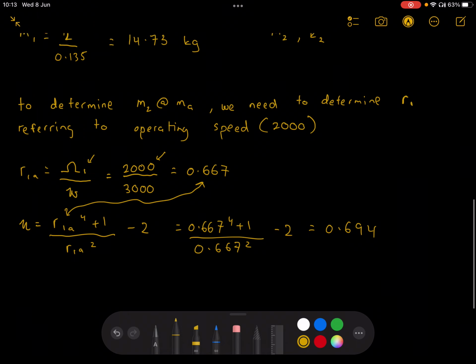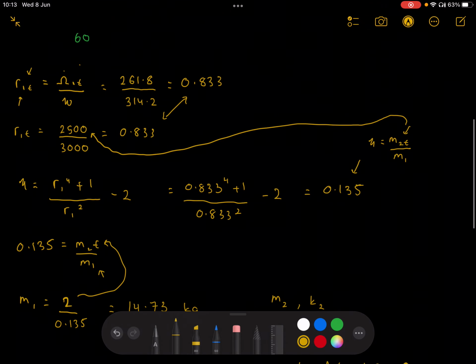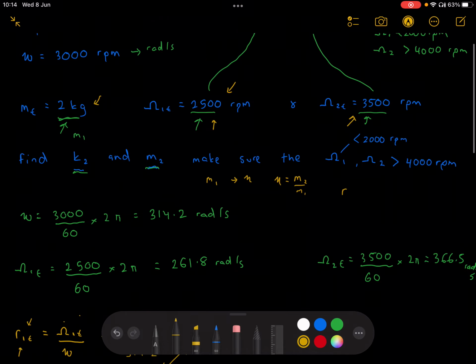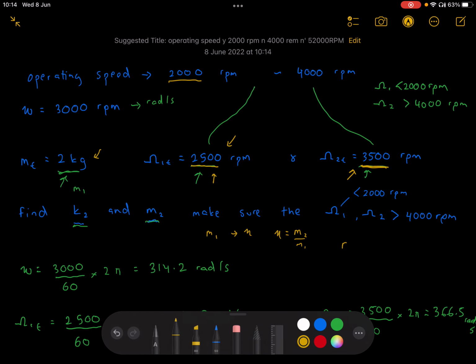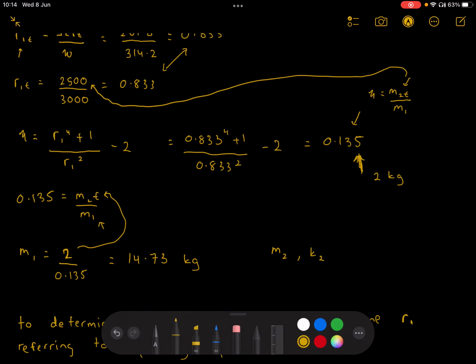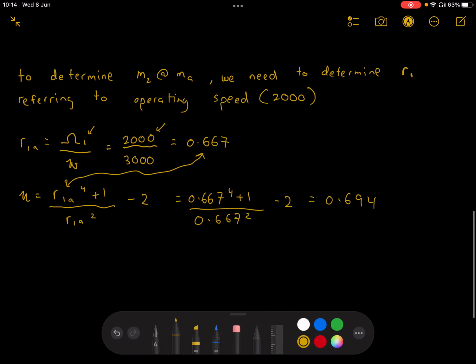Why do we need to determine this R1A and mu? We have already determined the mu before in here. Take note that this mu we got when we used 2 kilogram, and we know that when we use 2 kilogram we got the new natural frequencies of 2500 and 3500. These are still within the range of the operating speed. So we cannot use this mu to determine the parameters of our absorber. This is why we use the operating speed natural frequency to determine the mu.